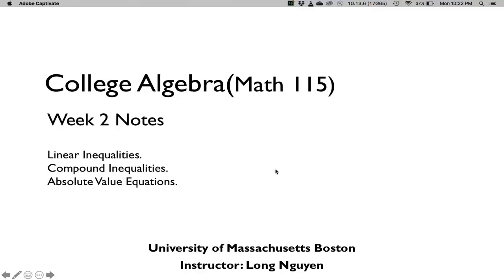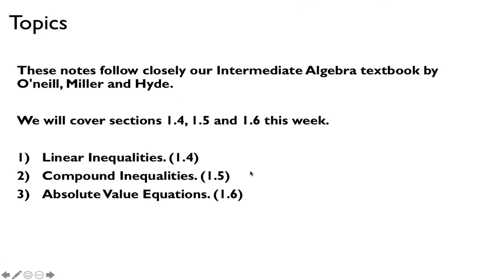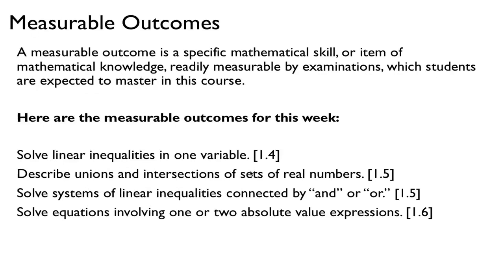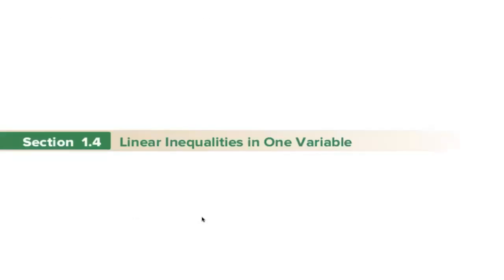We're going to cover linear inequalities, some compound inequalities, and absolute value equations. We'll cover sections 1.4, 1.5, and 1.6 of our textbook, Intermediate Algebra. And here's a list of measurable outcomes that you should understand. So please look over these notes for the week and make sure that after your assignment you understand all of these measurable outcomes. Okay, 1.4, linear inequalities in one variable.